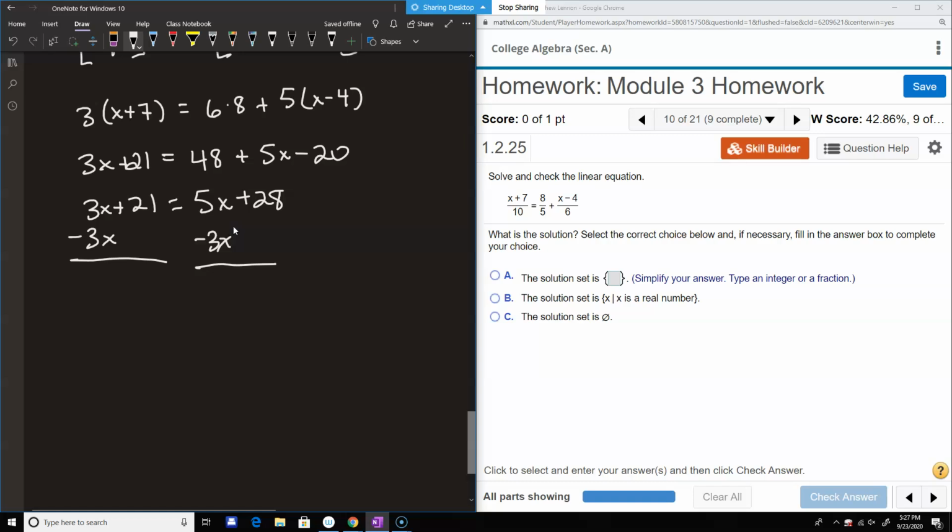And then I want to move the 28 to the opposite side. Since my x's end up on the right-hand side, I want my numbers on the left. So I'm going to subtract 28 from both sides as well. So 21 minus 28 is negative 7. 5x minus 3x is 2x. And the 28 minus 28 is 0. So then I just need to divide by 2, and that's my answer. x is minus 7 over 2.